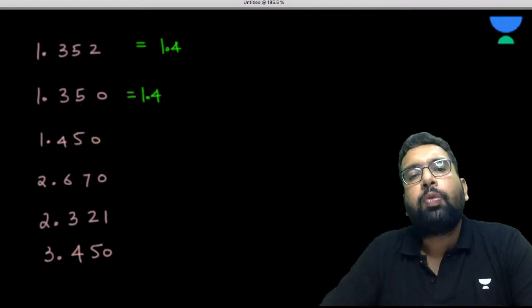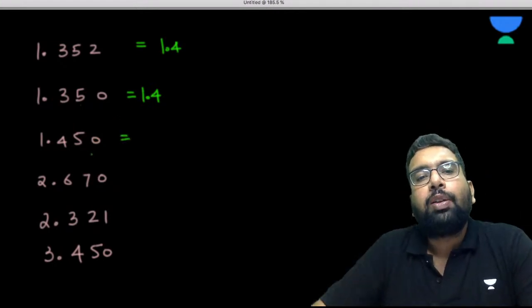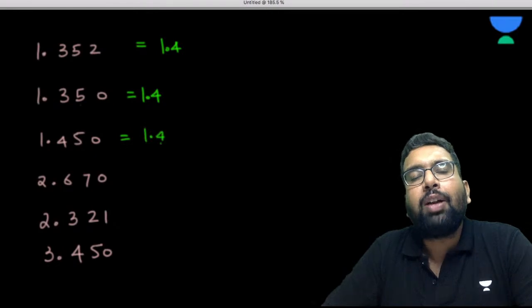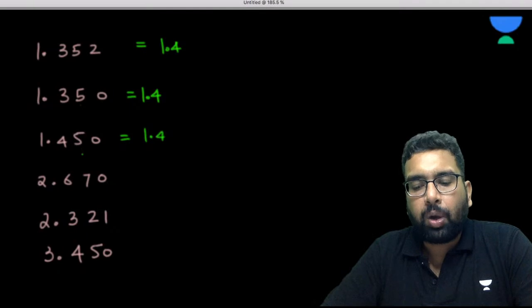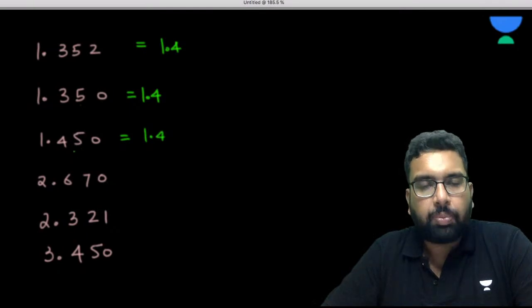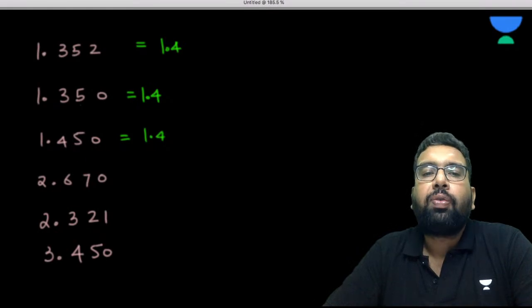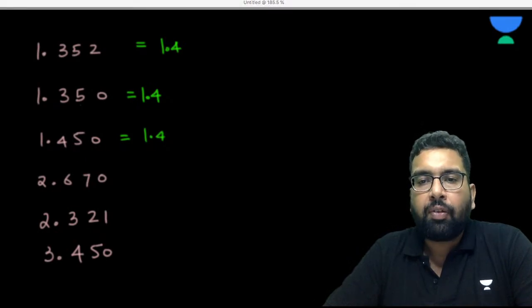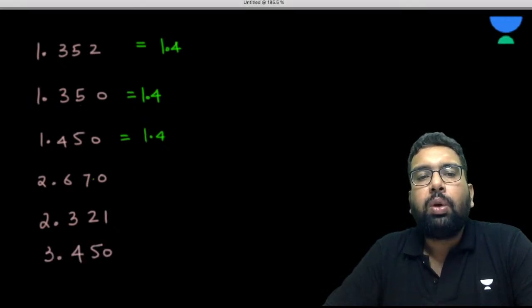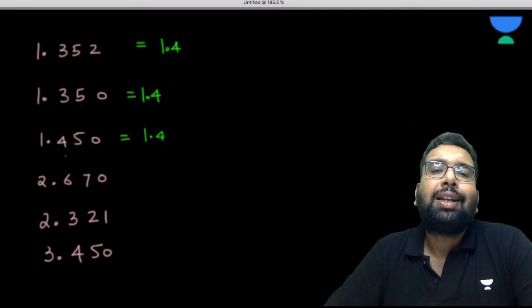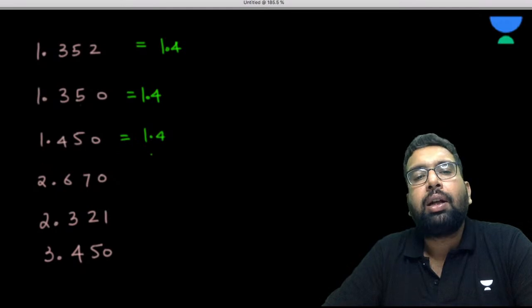Now 1.450. It will remain 1.4. How will it remain 1.4? Because again you come to the same situation: after 5 we have a 0. Since after 5 we got a 0, we need to check the number before 5. It is an even number, so we keep it the same way.